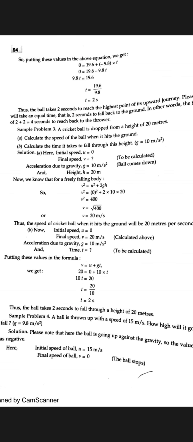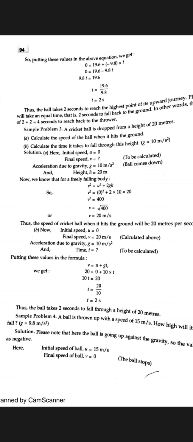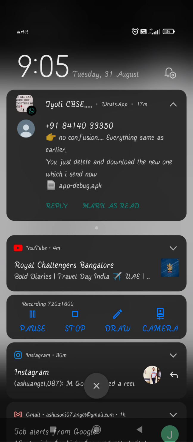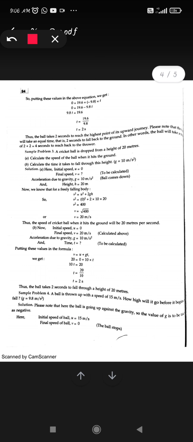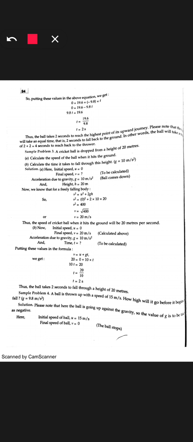That is sample problem 3. Here we will see how we solve the other question. Sample problem 3: a cricket ball is dropped from a height. Again the ball is dropping from a vertical height, so we can say that the body is moving in the downward direction. Then the initial velocity will be 0 and the final velocity will have some value. So we have to find it.